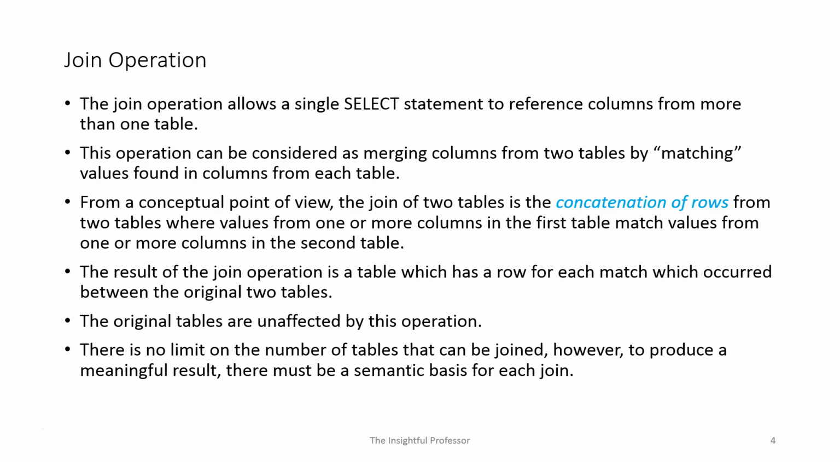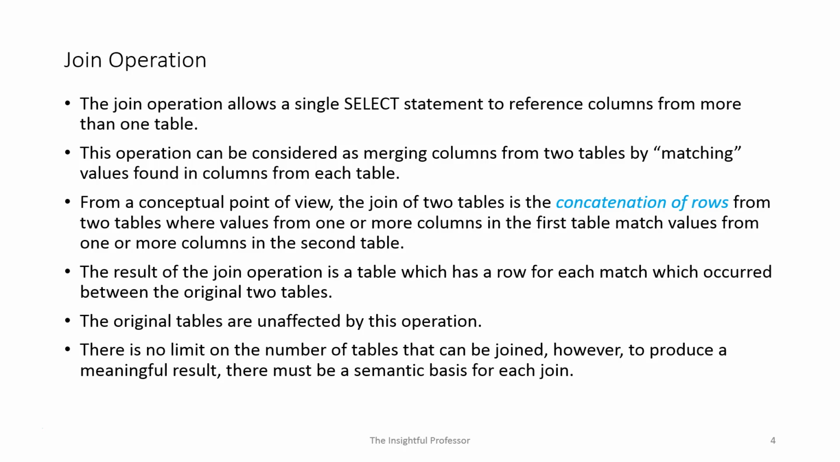What happens is we have to express the association or the relationship between the tables by specifying some kind of a join condition. Now, the way I like to explain join to folks is from a conceptual point of view. The joining of two tables is really concatenating rows from the two tables. You take a row from one table and you kind of append to it a row from another table.